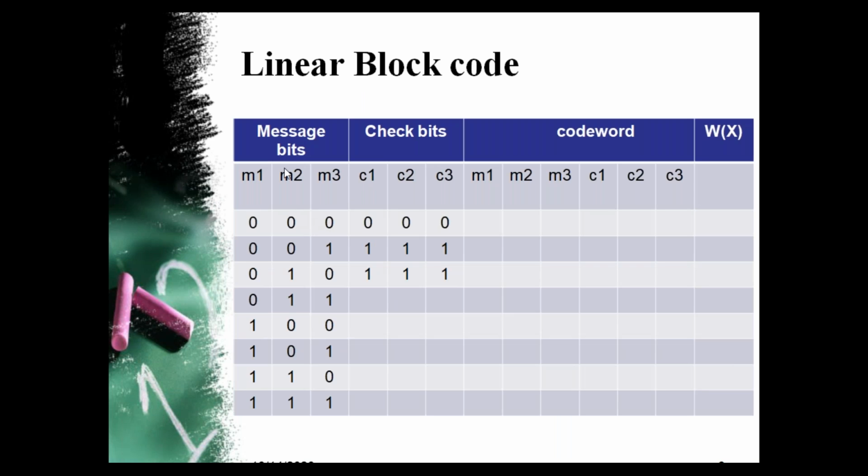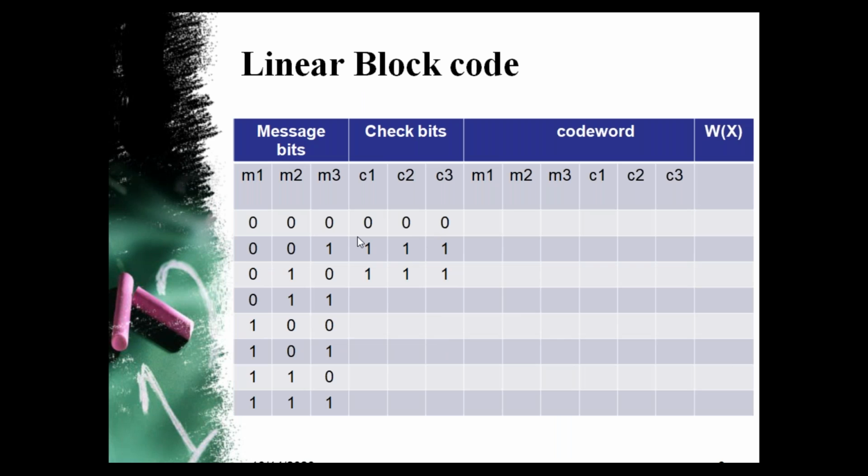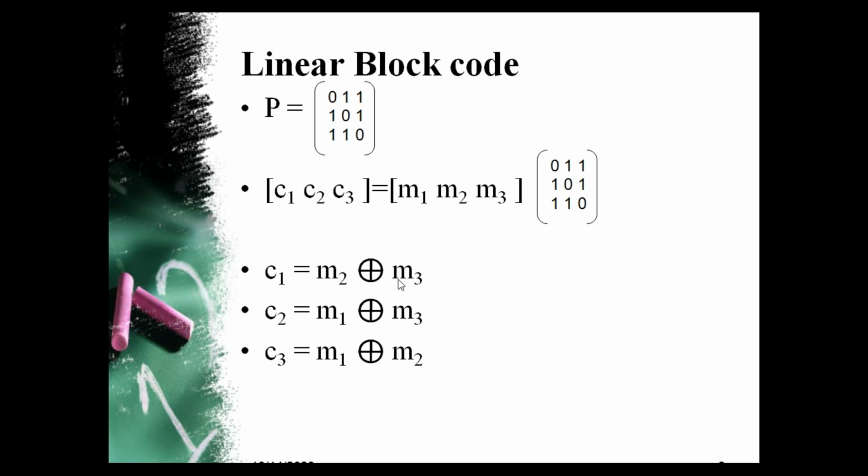Therefore, for the check bits corresponding to the message 0 0 0, you can write c1 equal to m2 plus m3. Therefore, 0 plus 0 is 0. Then c2 is m1 plus m3, which is also 0 plus 0, so 0. Then c3 is m1 plus m2, which is 0. Then coming to the next message bits, c1 is m2 plus m3.